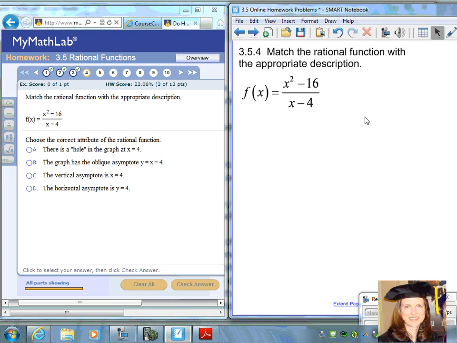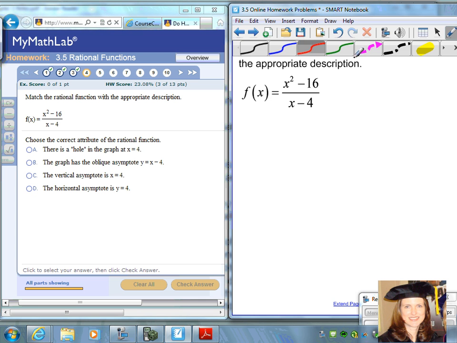Alright, now in question number 4, match the rational function with the appropriate description. Is there a hole in the graph at x = 4? Does the graph have an oblique asymptote at y = x - 4? Is there a vertical asymptote at x = 4 and a horizontal asymptote at y = 4? All right, the way we want to, again, find the vertical asymptote is to set the denominator equal to 0.